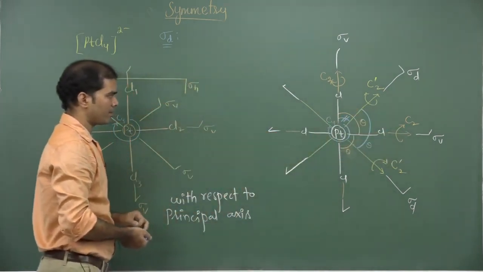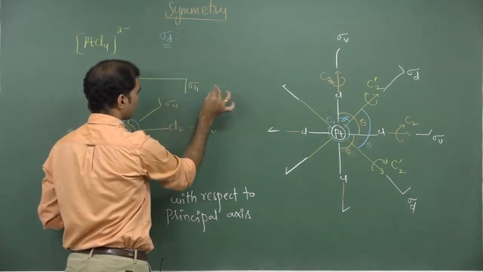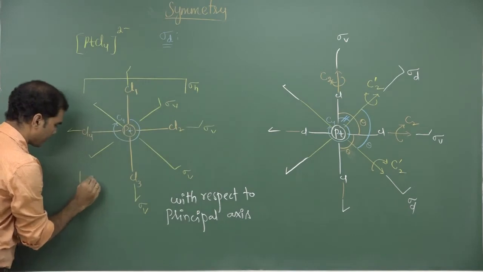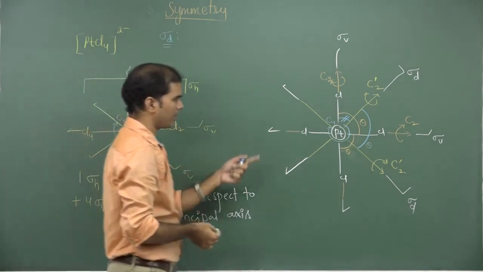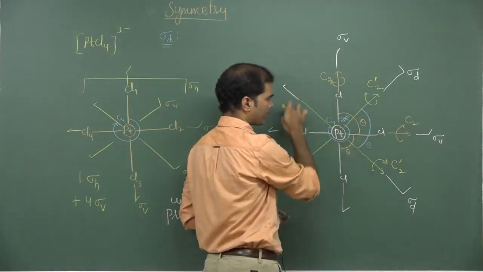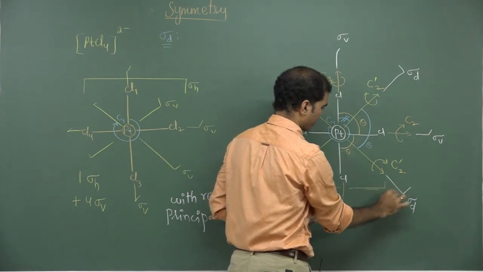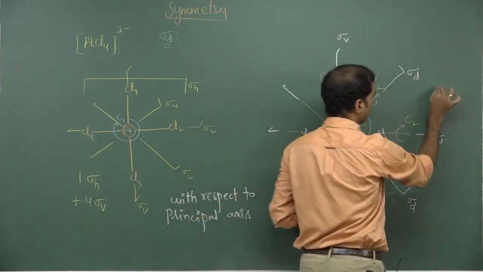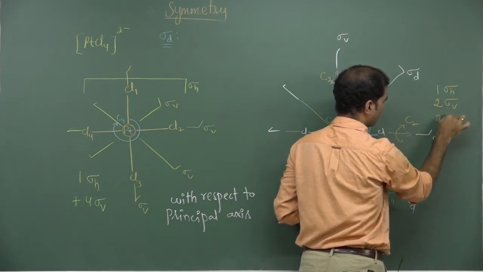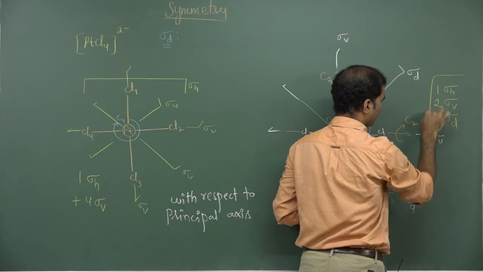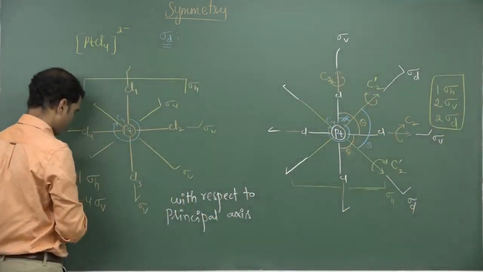Which one is correct? In the first case I am saying that there is 1 sigma h plus 4 sigma v. In the next case still there is a sigma h. If you want you can represent it. In this case there is 1 sigma h, 2 sigma v, 2 sigma d. Which convention should we follow? That will be a little bit confusing.